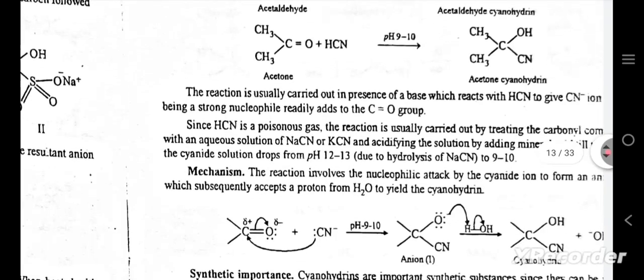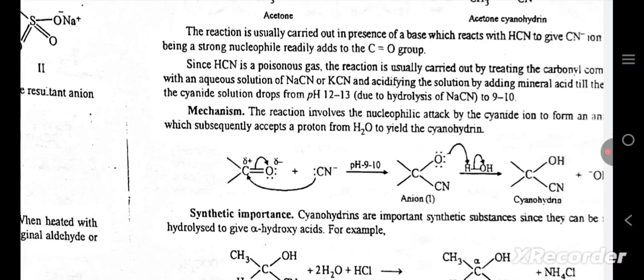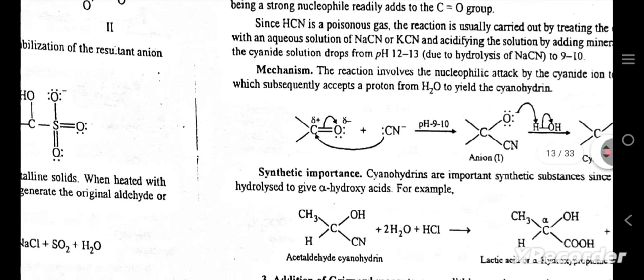The reaction is usually carried out in presence of a base which reacts with HCN to give CN negative ion. Being a strong nucleophile, it readily adds to the C=O group. Since HCN is a poisonous gas, the reaction is usually carried out by treating the carbonyl with an aqueous solution of NaCN or KCN and acidifying the solution by adding mineral acid till the pH drops from 12 to 13 due to hydrolysis of NaCN.